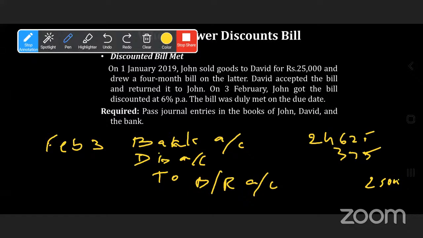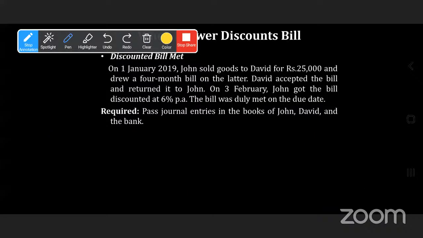Yes, ma'am. Now let us see the other one, journal entries in the books of David. We have seen journal entries in the books of John. Now we shall see journal entries in the books of David. Now give the entries.